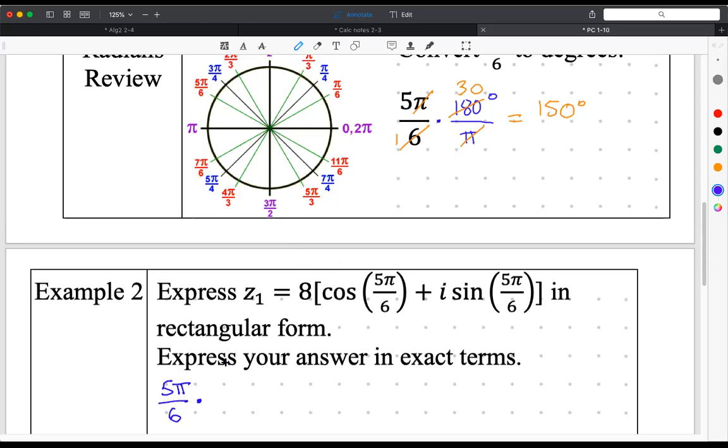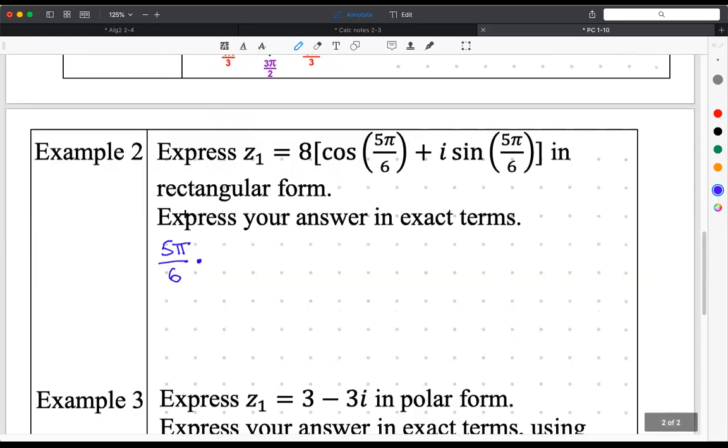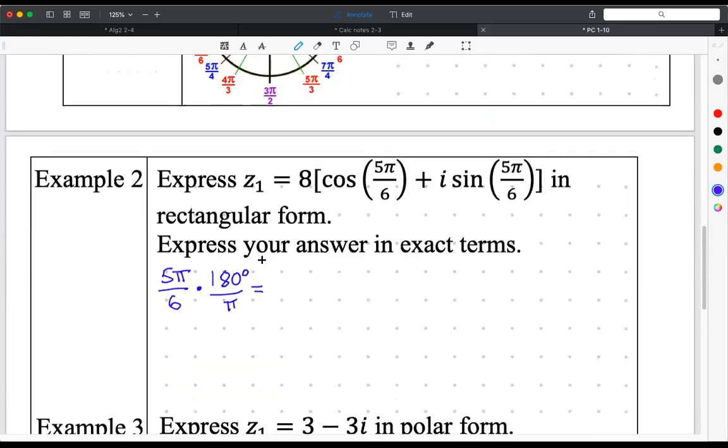180 degrees over pi, that's it? Thank you. That's it, yeah. So multiply by 180 degrees over pi. We've done this before. We know how to convert this. Yes, it is going to be 150 degrees yet again. 150 degrees.